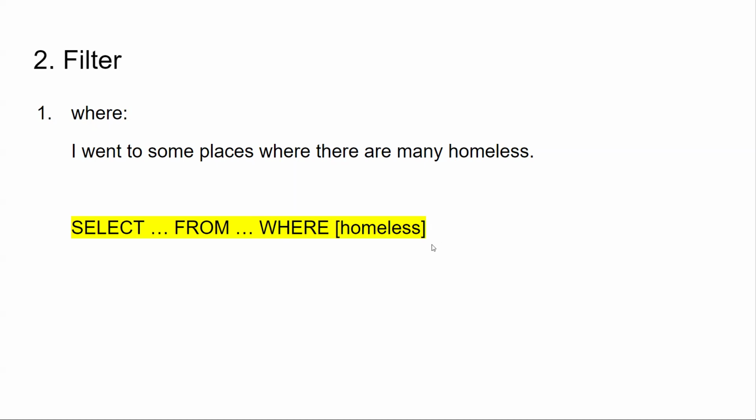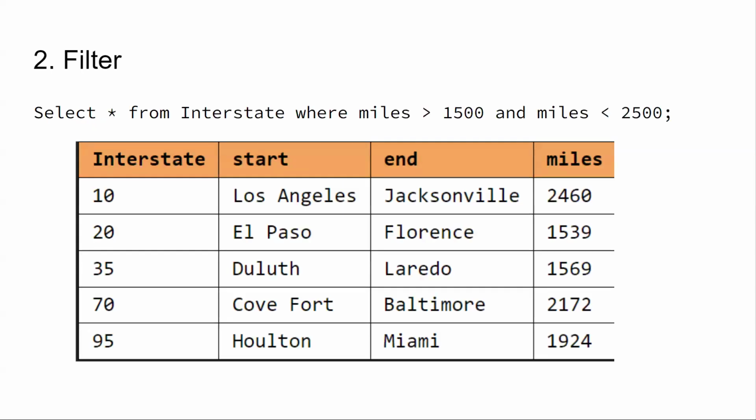Yeah, number of homeless people greater than something. So this is the format when you want to do filtering using WHERE: you have some condition, like an if statement or while statement, for condition evaluation. And then you write SELECT * FROM interstate WHERE miles > 1,500 AND miles < 2,500.